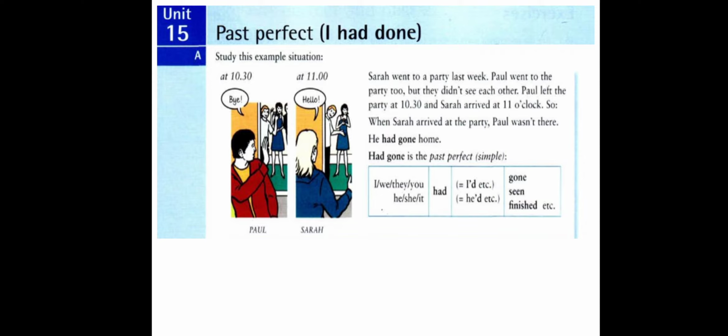So we can form the verb like this. Subject plus had plus past participle forms the past perfect. I, we, they, you, he, she, it, and here we speak about plural and singular subjects together. There is no difference. We use the auxiliary verb had, or the helping verb had, with all of them. Then we use the past participle. So we say I, we, they, you, he, she, it had gone.